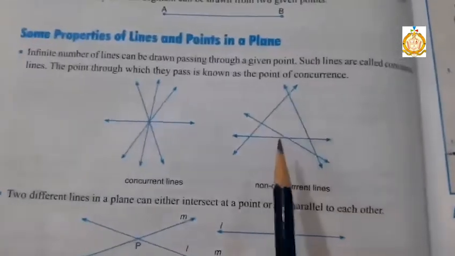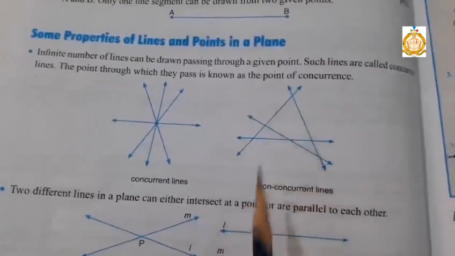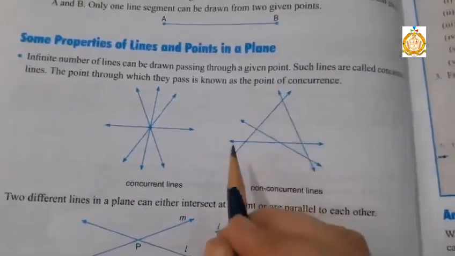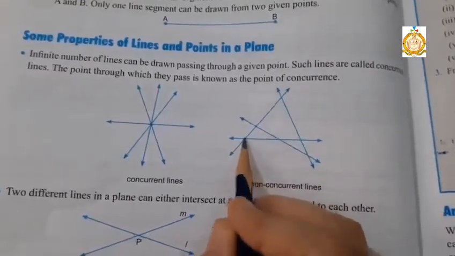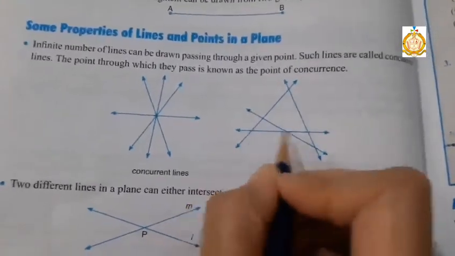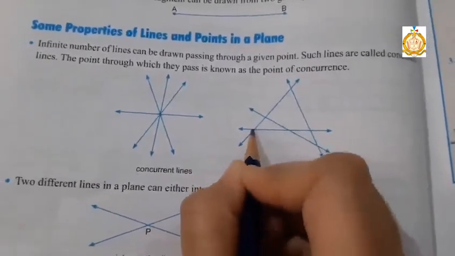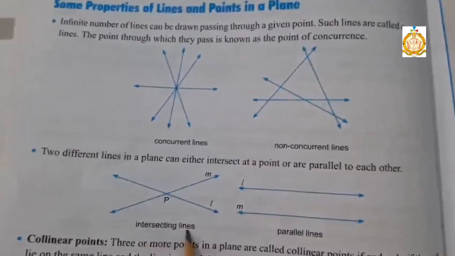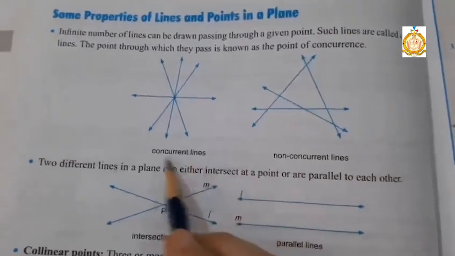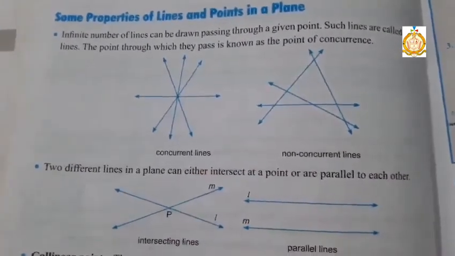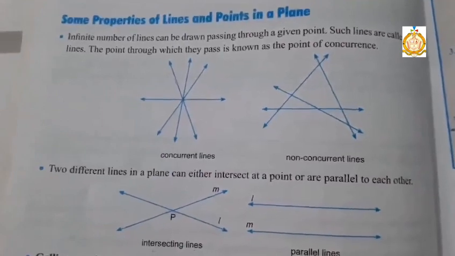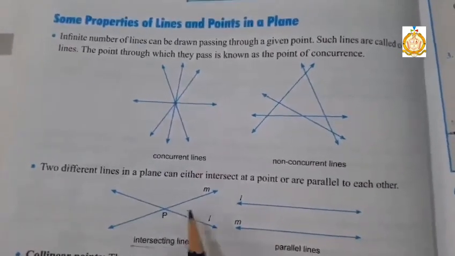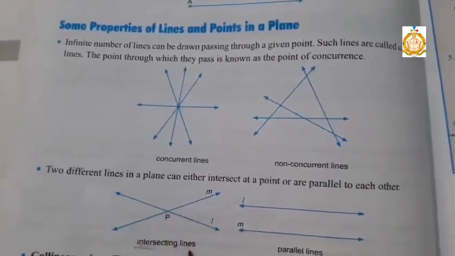But here there are no concurrent lines as only two lines intersect at a point, and when only two lines intersect at a point, these are called intersecting lines. For concurrent lines, three or more lines must intersect at the same point, but if two lines intersect at a point, these are intersecting lines.